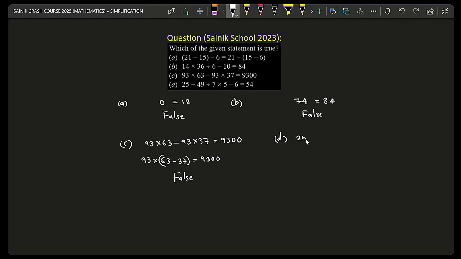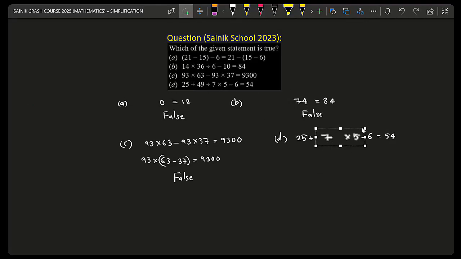Next, option D we are checking: 25 plus 49 divided by 7 into 5 minus 6. We should get it equal to 54. Which operation should we do first? Vinculum not there. Bracket not there. Of? No. Division: 49 divided by 7 is 7. And next, which operation do we need to do? Multiplication. What is 7 times 5?